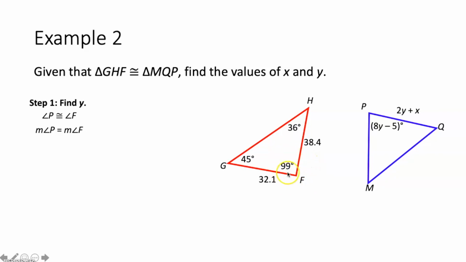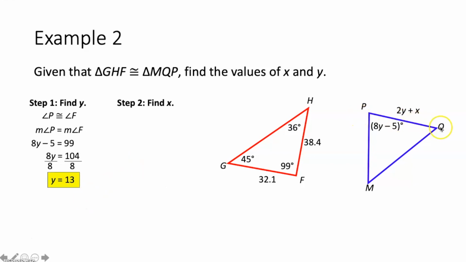So we're going to take 99 degrees, plug it in for the measure of angle F, take 8y minus 5, plug it in for the measure of angle P. Now we have an equation where we can solve for y. So let's go ahead and add 5 to both sides, divide both sides by 8 to get y all by itself, and we end up getting that y is equal to 13. Sweet, we found y. Now we can set up an equation to find x.